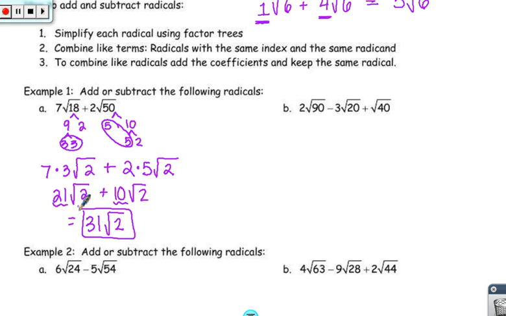Looking at B, well, 90 can be broken down. 9 times 10, 3 times 3, 5 times 2. Group of 2 can go out, so 2 times 3 on the outside. 5 times 2 doesn't have a match, so that's on the inside. So 2 square roots of 90 simplifies to 6 square roots of 10.